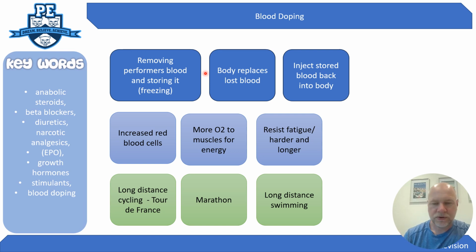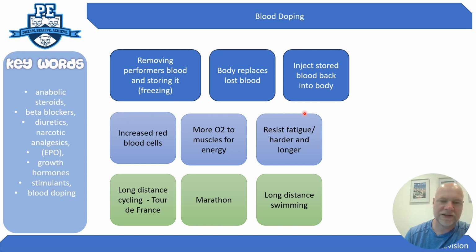When it comes to the point of competition, the athlete will then thaw out the blood and re-inject it back into their body. So all they're doing is taking their own blood out, freezing it, and then when the body's regenerated that blood, they inject their initial blood back in and they have more red blood cells. And that's the process of it.